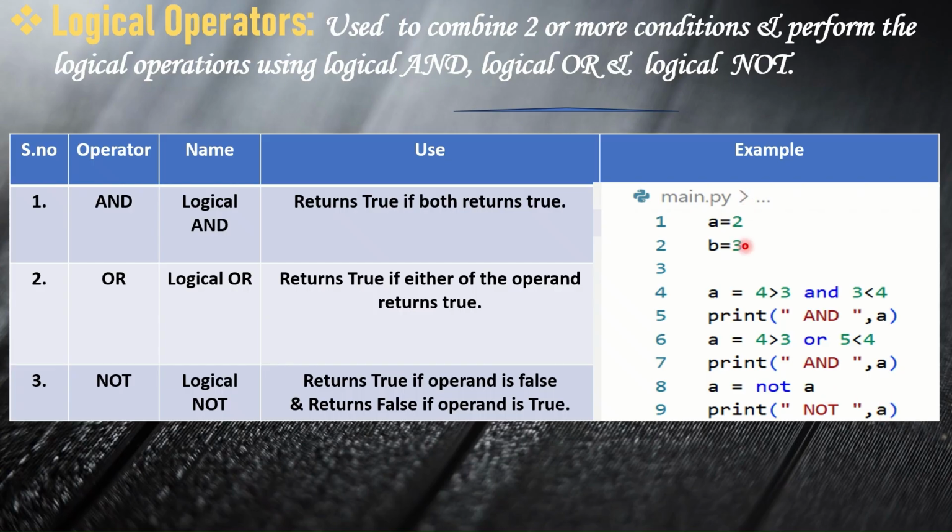Similarly, if I'm declaring the value of a as false, then here if I'm giving a equals not a, it flips the value of false to true, and it gives me the true value in the result. So this is all about logical operators in Python.